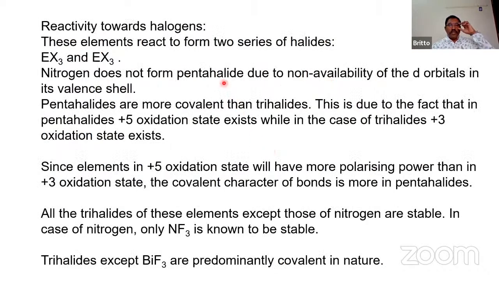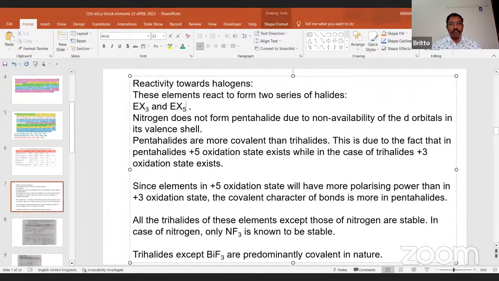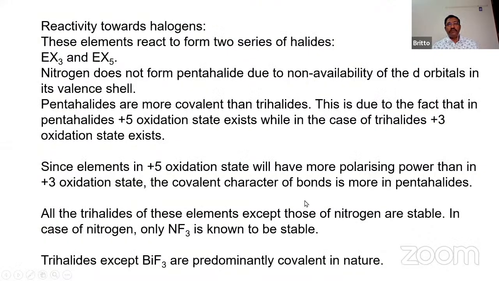And then reactivity towards halogens. Nitrogen reactivity towards halogens, they can form halides. These elements, group 15 elements, can form halides of EX3 and EX5. They have the two series of halides. And then nitrogen does not form pentahalide. Nitrogen does not form pentahalide. It does not have the d orbitals, so it cannot form pentahalide.